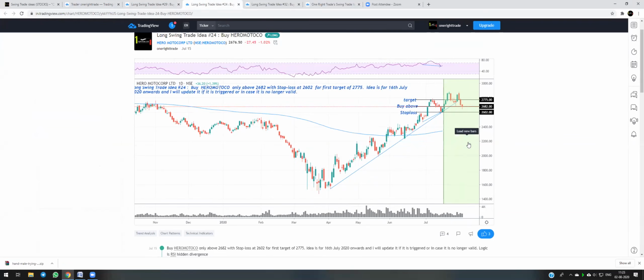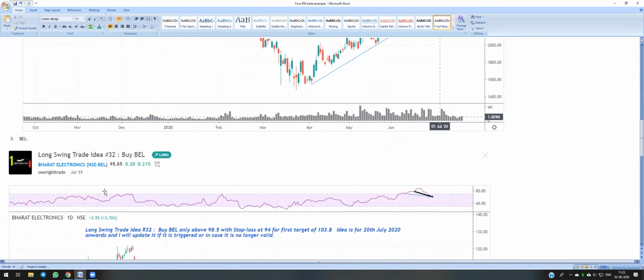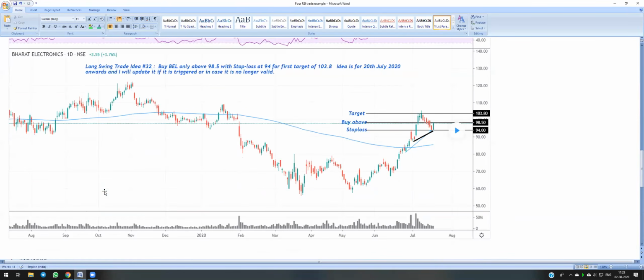So it will load new bars here. So this is it. We booked here, and rest of the 25% position has hit the stop loss. But the thing is, we booked 75% in profit, and the rest of the 25% is at break even. So I've captured all these different scenarios. Now the third one is BEL, and it's the same thing.